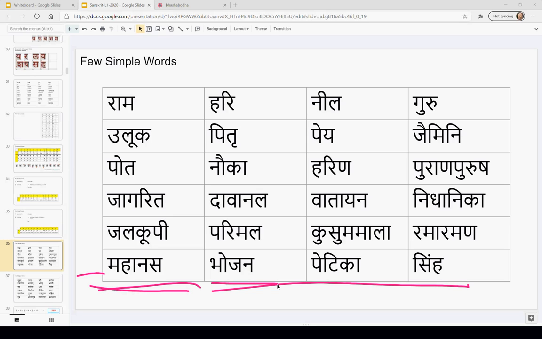Okay. The next one, Bhojana. Bhojana is food. Petika, box. Simhaha is lion. Okay. Dhanyavada, thank you. So we'll come across these words in our regular study, some of these words like Chalakopya, etc. We'll see later.